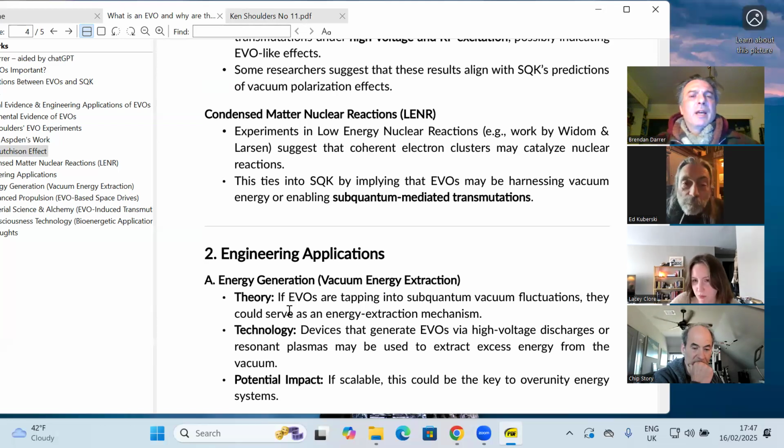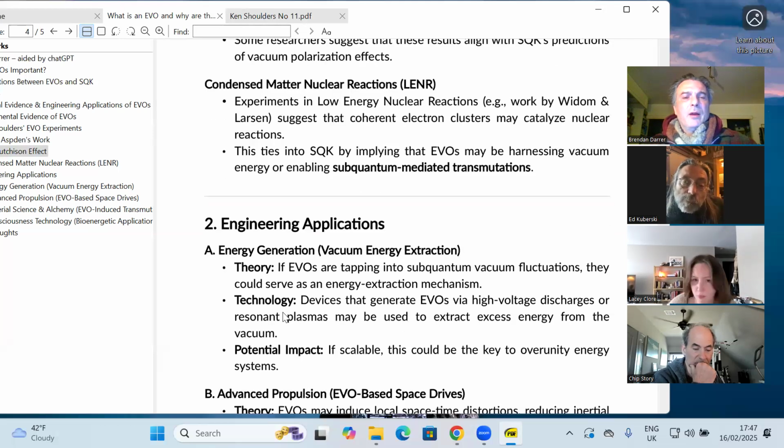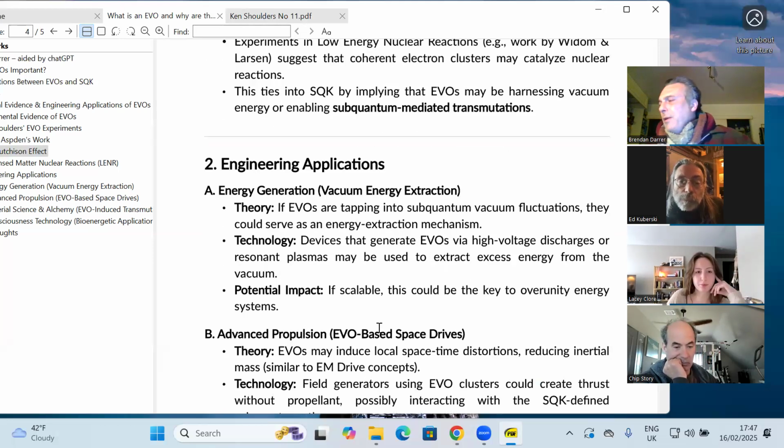Number 2, energy applications. A. Energy generation, vacuum energy extraction. Theory: if EVOs are tapping into subquantum vacuum fluctuations, they could serve as an energy extraction mechanism. Technology: devices that generate EVOs via high voltage discharges or resonant plasmas may be used to extract excess energy from the vacuum. Potential impact: if scalable, this could be the key to over-unity energy systems.